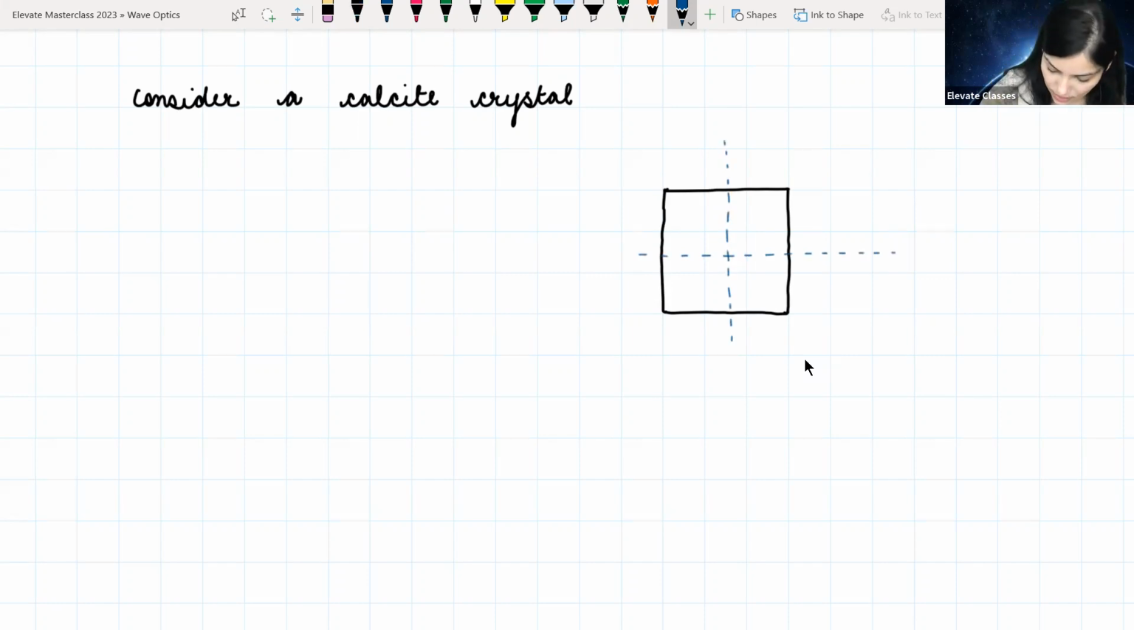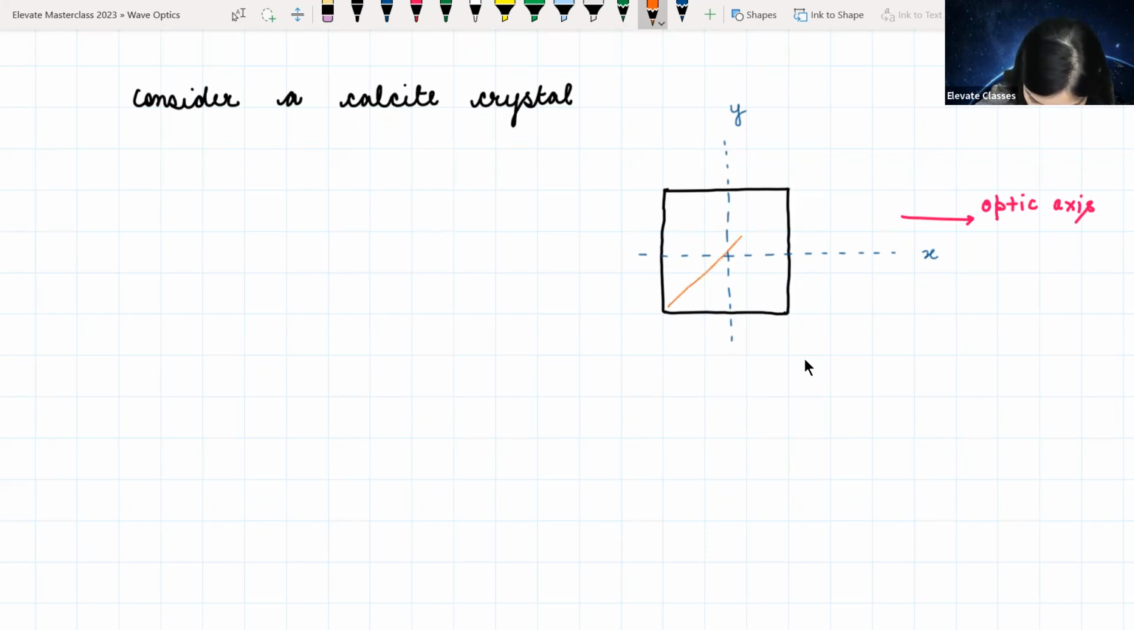So I say that this is my X and this is my Y axis, and I decide to choose the optic axis to be along X. So I choose that this is the direction of my optic axis. Okay. So now some beam is incident on this crystal.